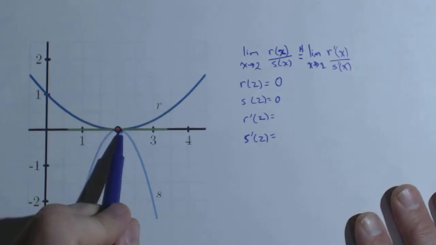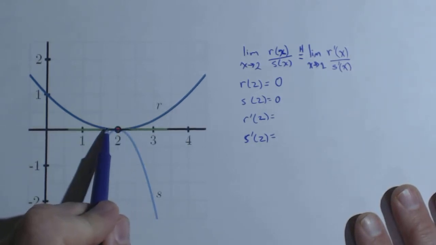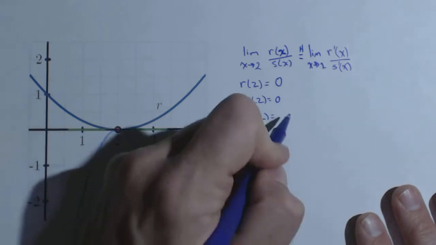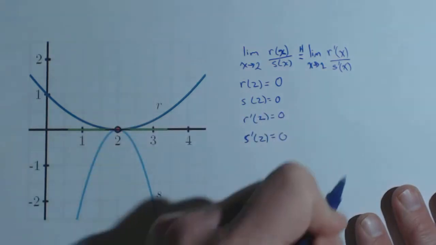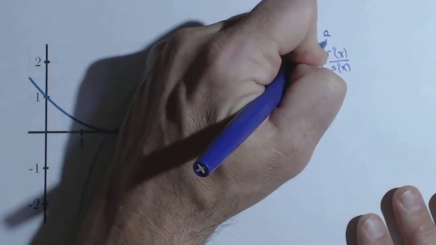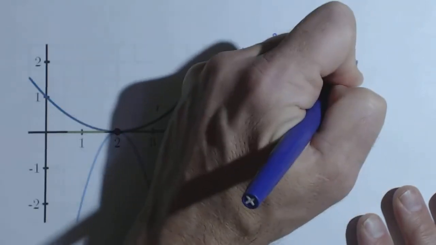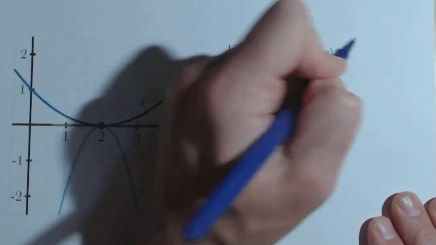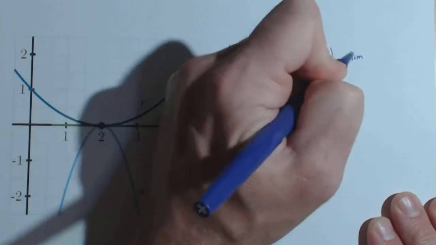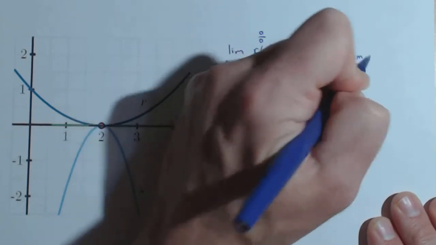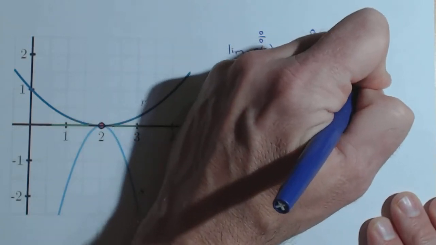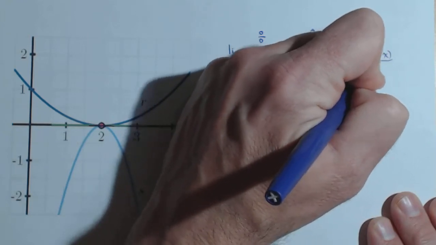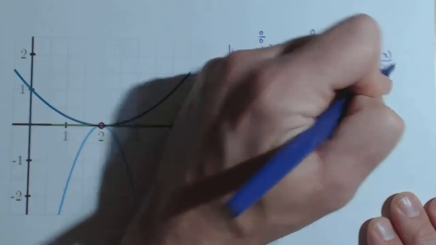Well, notice what's happening there. Both of them have a horizontal tangent at 2. So r prime of 2 and s prime of 2 are also both going to be 0. So this is another 0 over 0 indeterminate form. So in fact, we can actually look at the second derivatives. The limit as x goes to 2 of r double prime of x over s double prime of x.